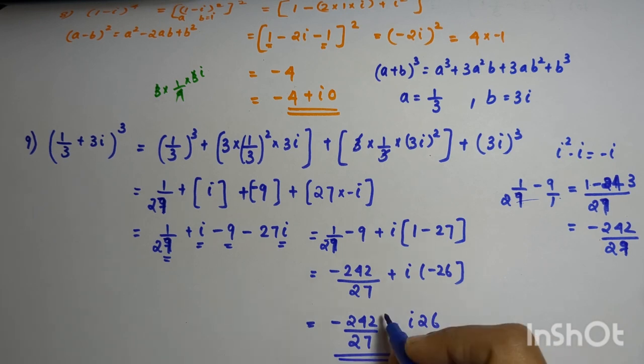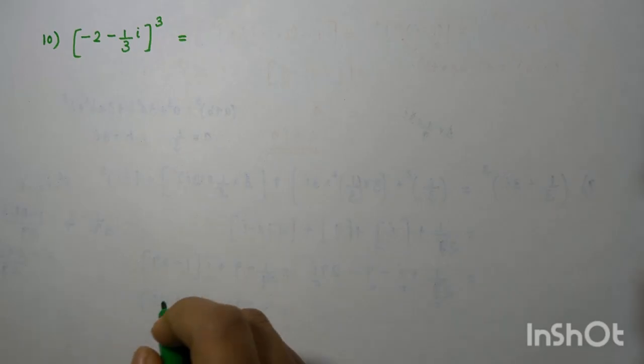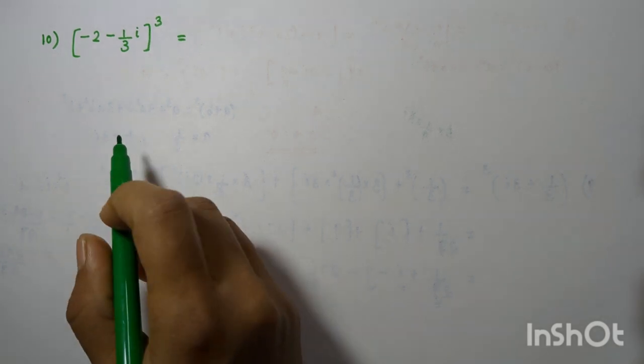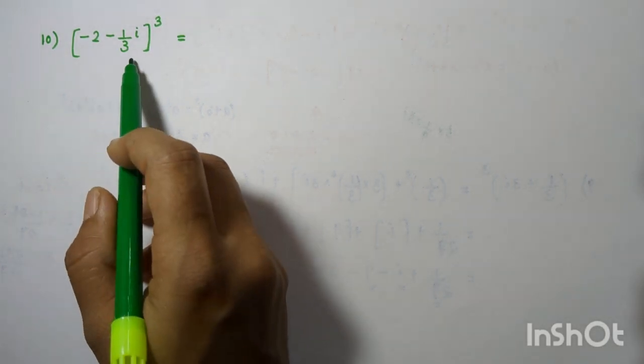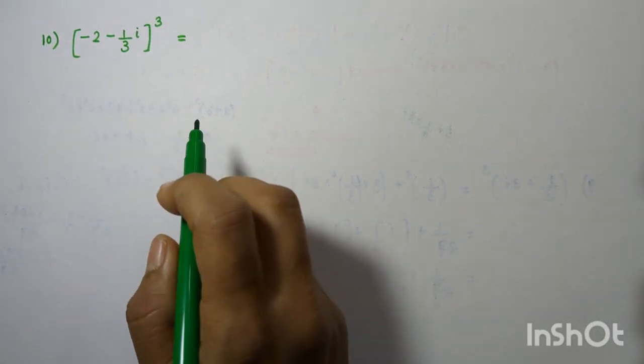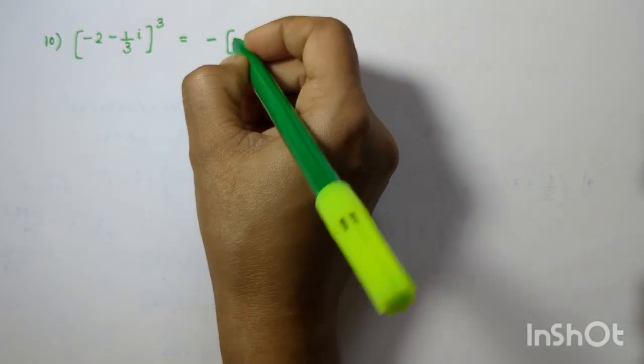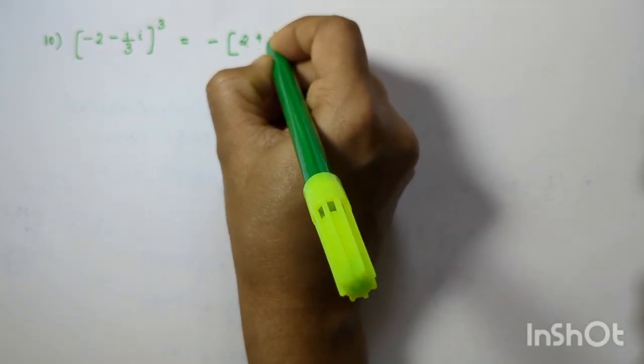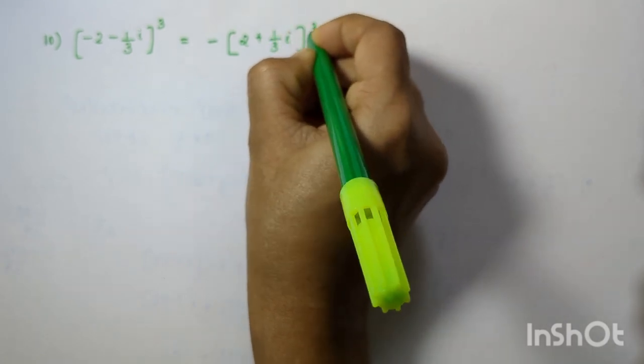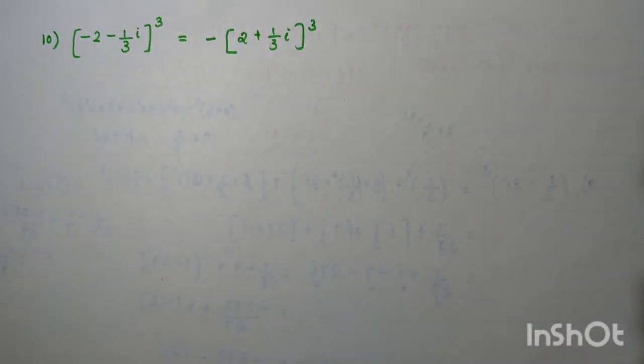Now this is of the form a plus ib. Now let us see the 10th question: minus 2 minus 1 by 3i all cube. See, what I am going to do is, minus is common in both the terms. I am taking minus outside. So this becomes 2 plus 1 by 3i whole cube within the bracket.